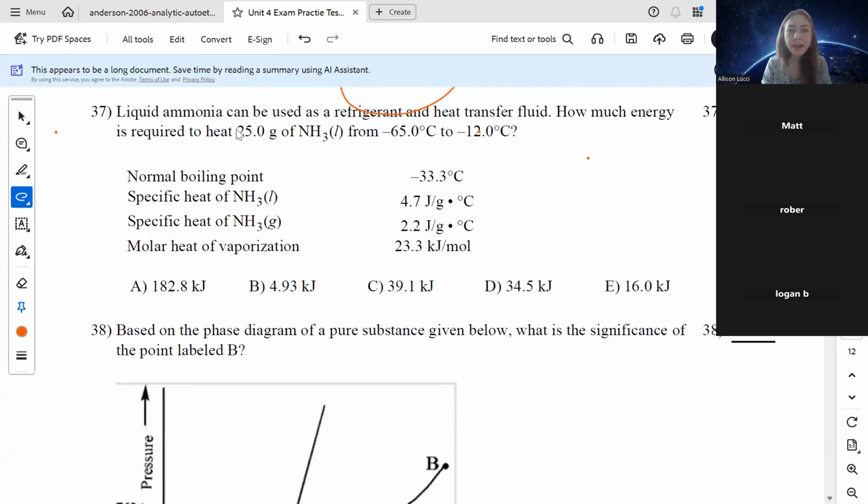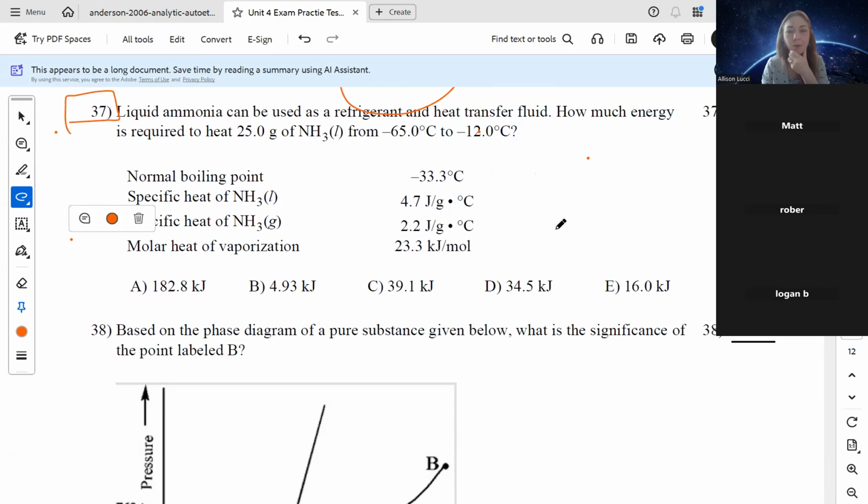All right, for 37, now we're going to have three different steps here that we would have to calculate. So something like 37, this is probably one of the most time-consuming and challenging questions that you may see.